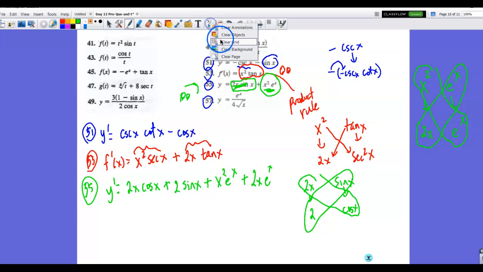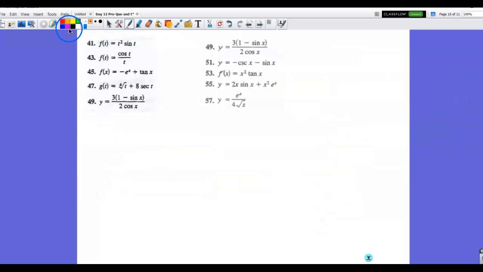I'm going to clear these annotations and do the last one. Go away, annotations. All right, so number 57, what do I spy with my little eye? I see a quotient. So I'm going to first of all rewrite that just a little bit to make it 4x to the 1/2 power. That is not the derivative, that is a rewrite. So number 57, quotient rule, of course, down d up minus up d down over down down.